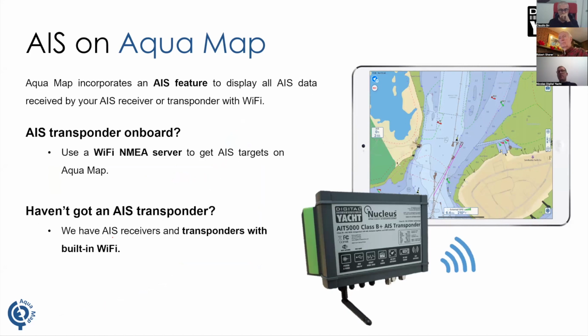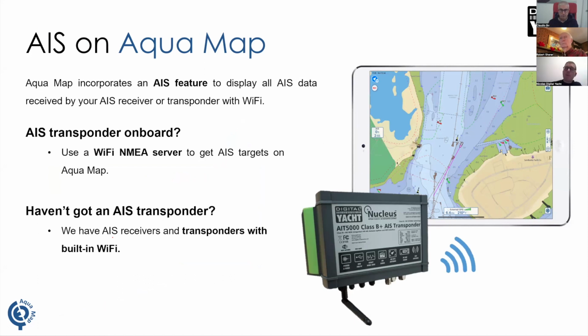When AIS Class B was released more than 10 years ago, if you had a chart plotter like a C80 from Raymarine or a small Garmin, when you were displaying your AIS targets, it used to be a small screen and you could have been struggling to see the data or to get any information on the target. But with a tablet, it's actually quite simple.